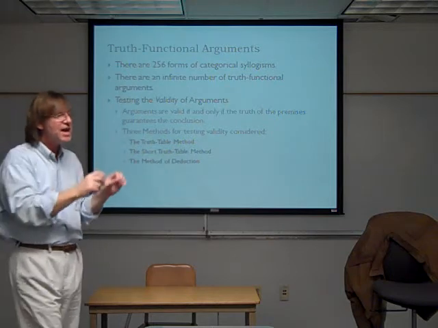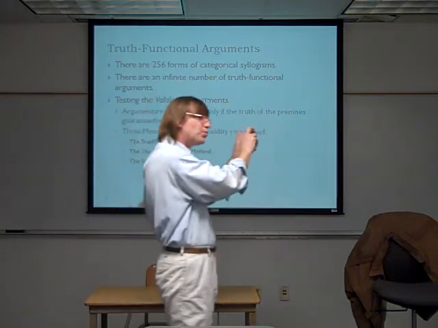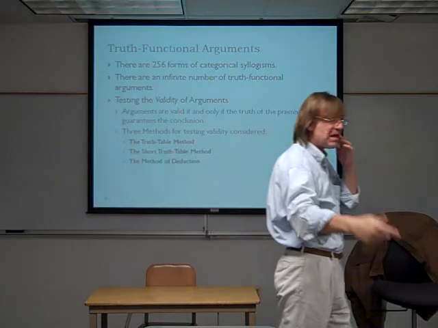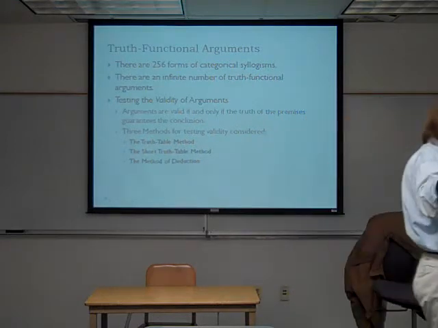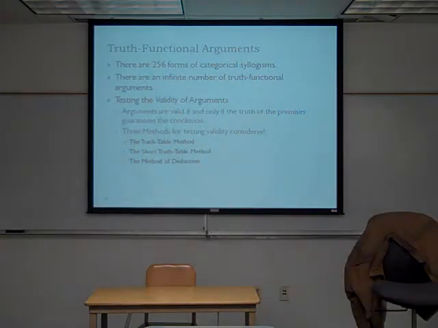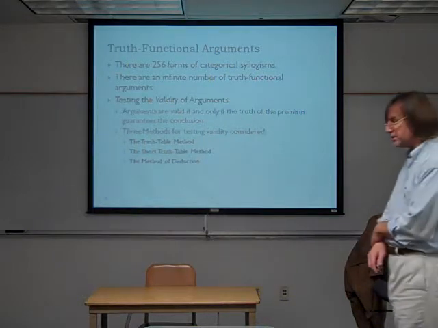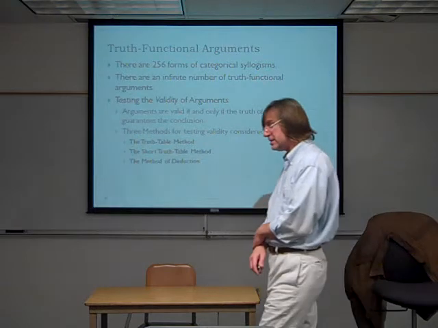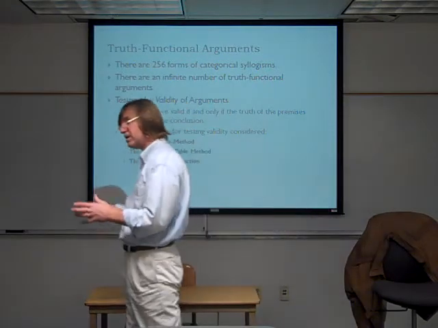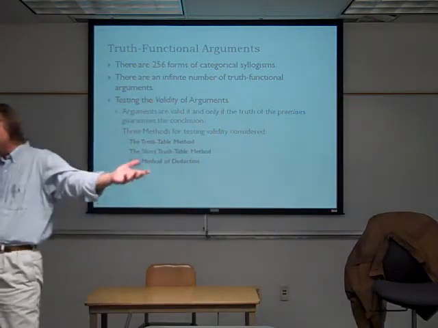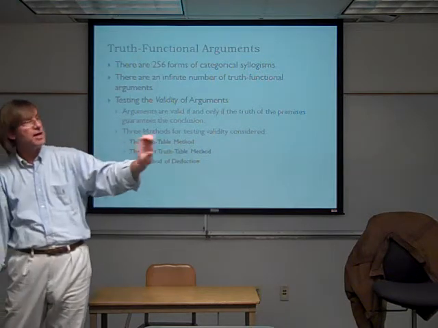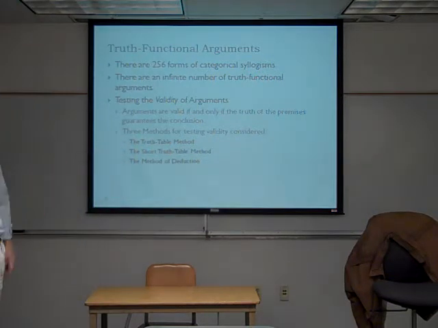But if you are not able to construct just one line of the truth table that makes the argument false, then you can conclude that the argument is in fact valid. And so this short truth table method is going to be an easier way to test the validity of an argument, because you won't have to construct the entire truth table. You'll only try to construct that part that shows that the argument is invalid. And if you're incapable of doing that, then you'll conclude that the argument is in fact valid.